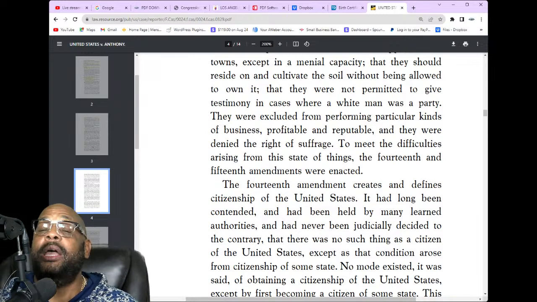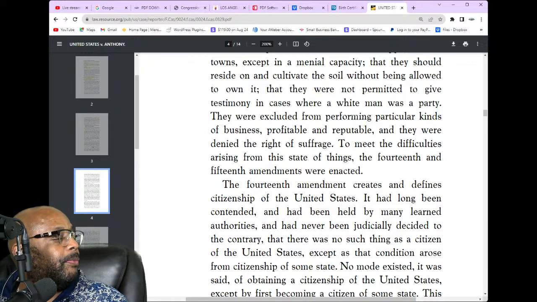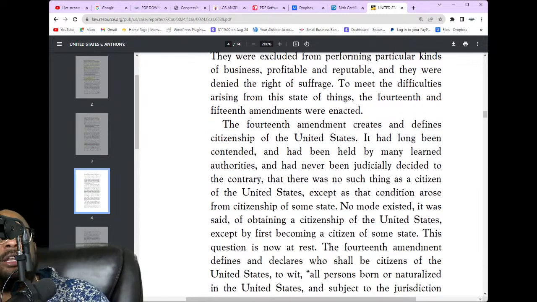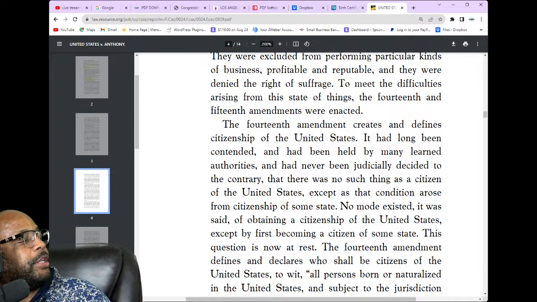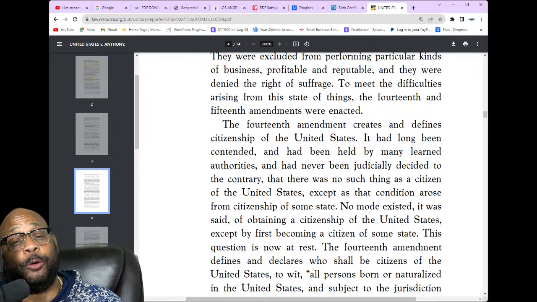So right here, he's telling you the purpose of the 14th Amendment, okay? Let's talk about the United States citizen. All right, this is what the next paragraph explains. The 14th Amendment creates and defines citizenship of the United States. Yeah, United States of America. And I can show you some more case law to support that.